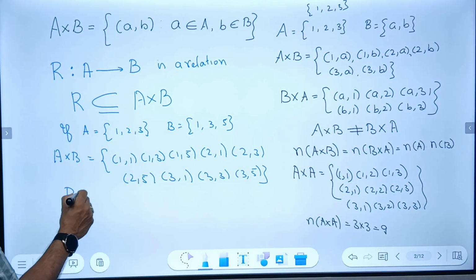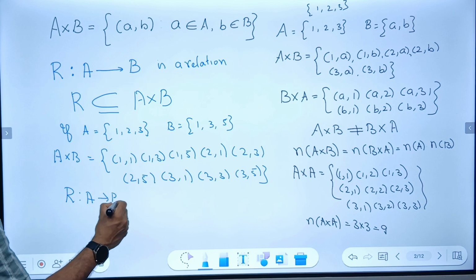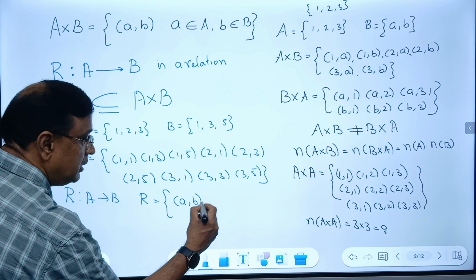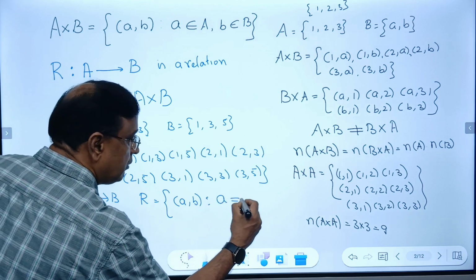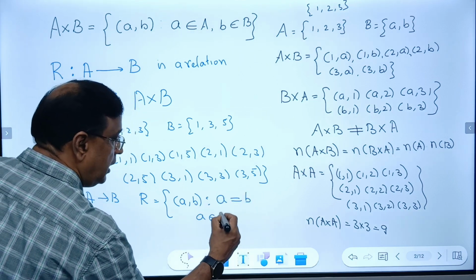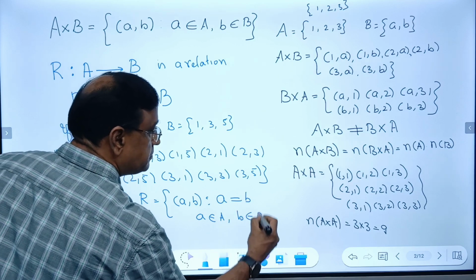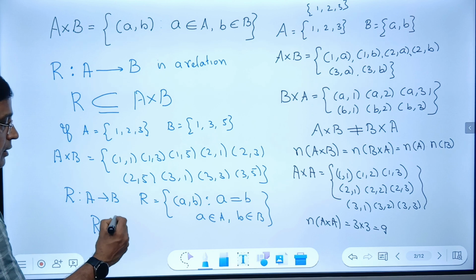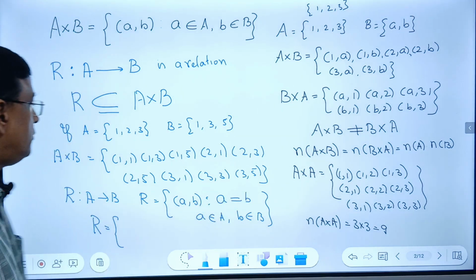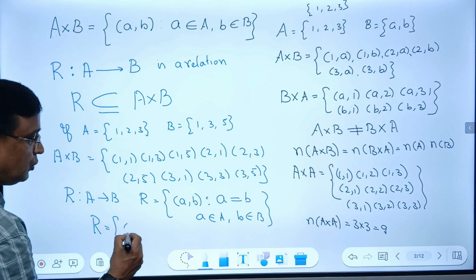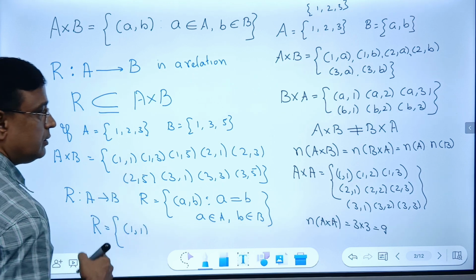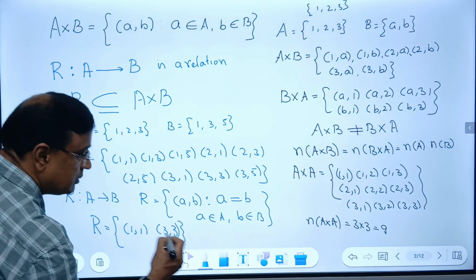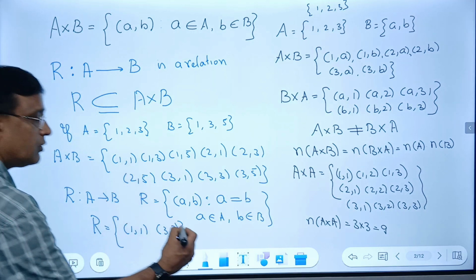Now R is a relation from A to B. Now how do I define this relation? R is the set of ordered pairs (a, b) such that a equals b, where a belongs to A and b belongs to B. Look at this relation. So what all will R contain? All elements where a and b are equal. So which are the elements that are equal here? You have (1,1), then you have (3,3). This is one relation. Now where is this? It is in A cross B.